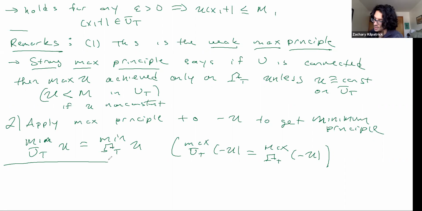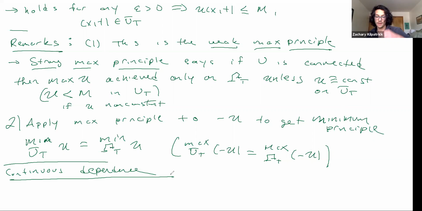Okay, so continuous dependence of the heat equation on initial conditions. Okay, remember this is the third primary condition for well-posedness. So let's suppose that U1 and U2 solve the heat equation.